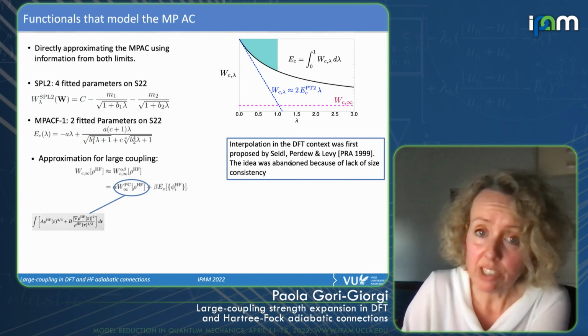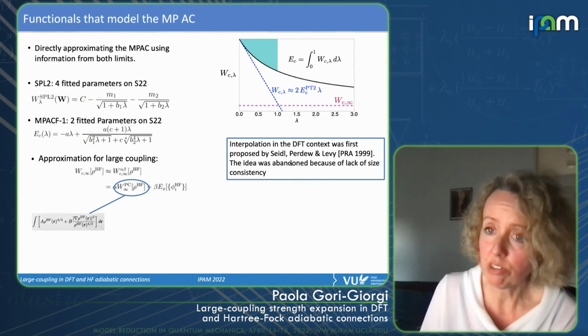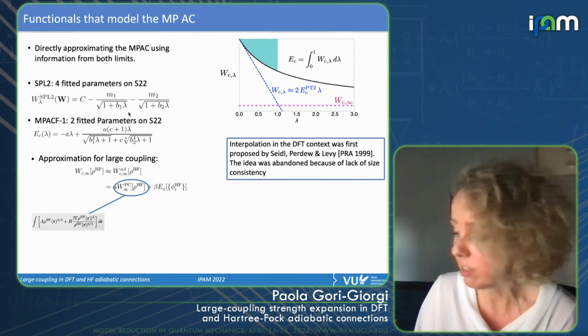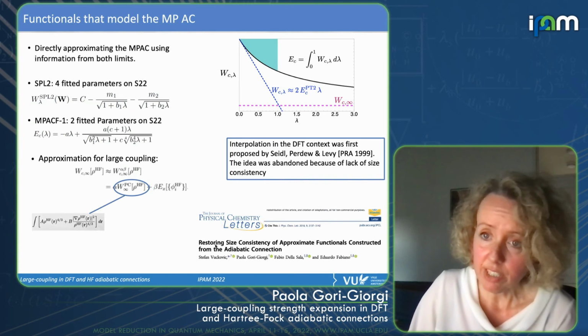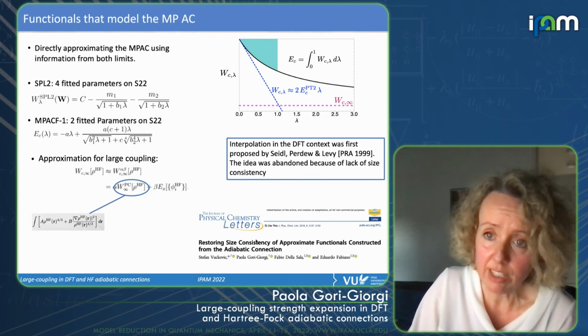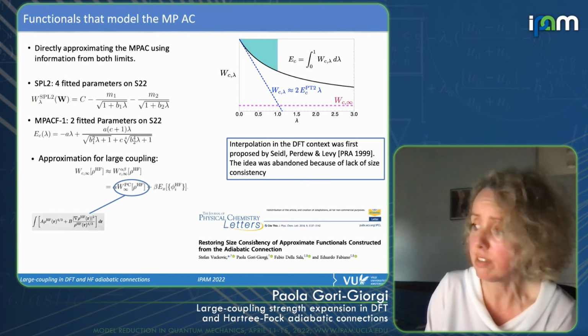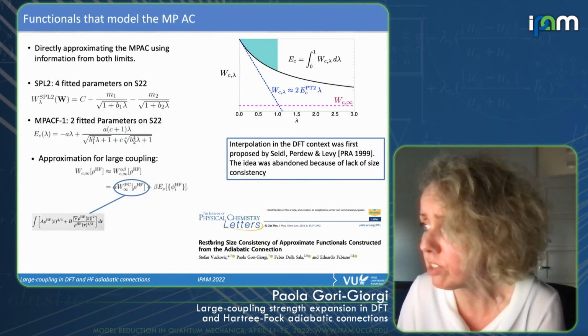But the idea was abandoned because of the lack of size consistency, which you can imagine because you have integrated quantities that will appear in a nonlinear way. However, we had seen that you can very, very easily compute accurate interaction energies by correcting at zero extra computational cost this size consistency error.